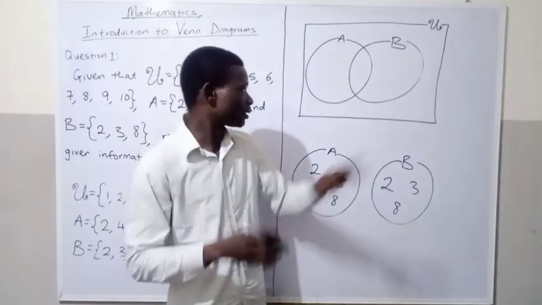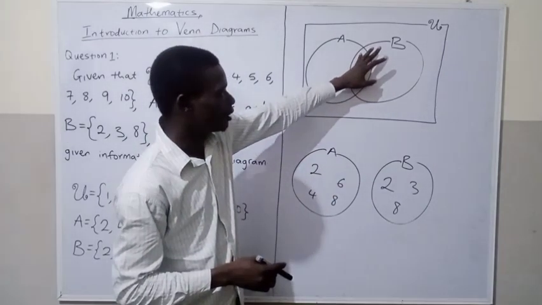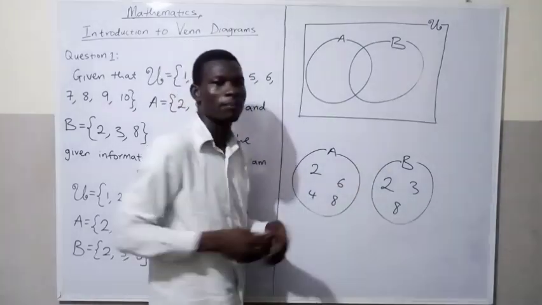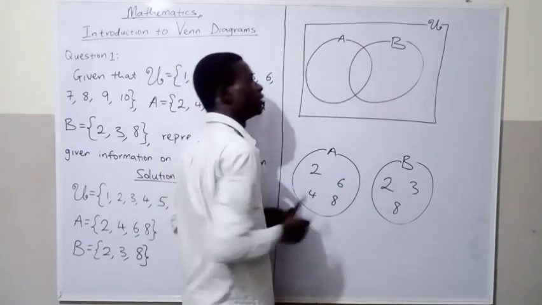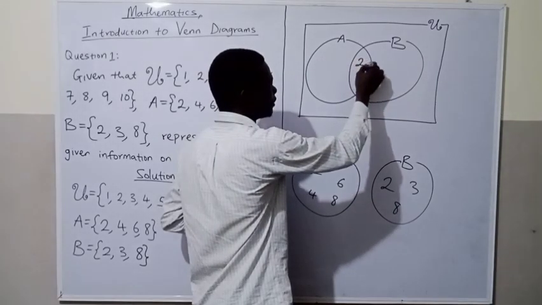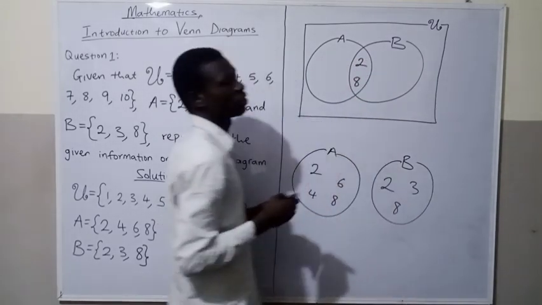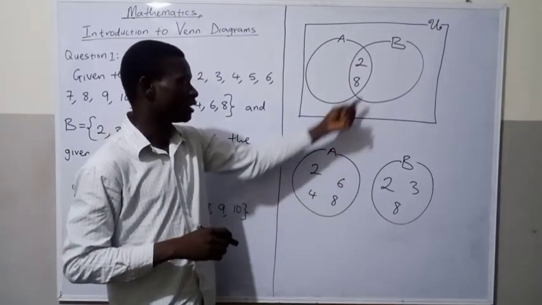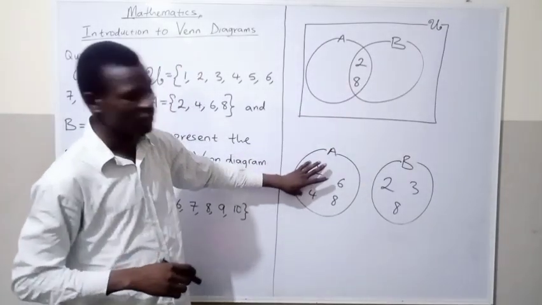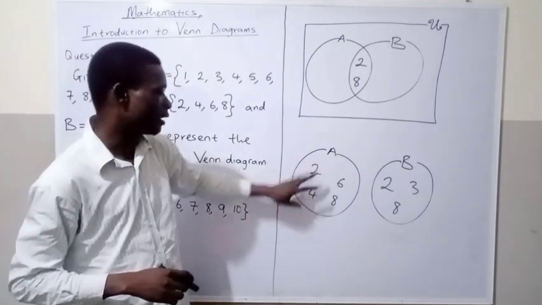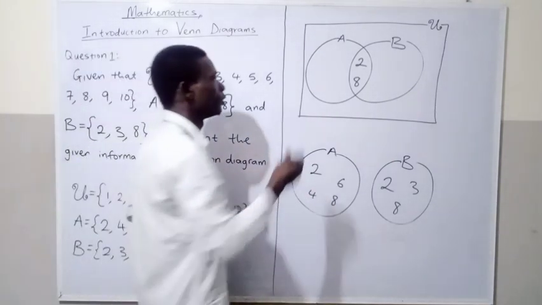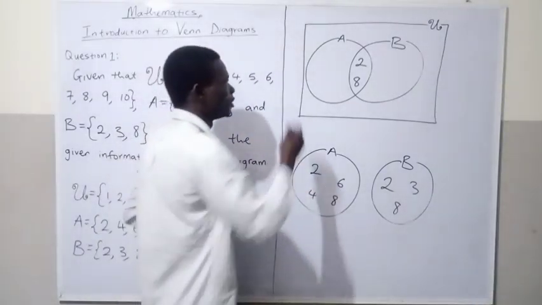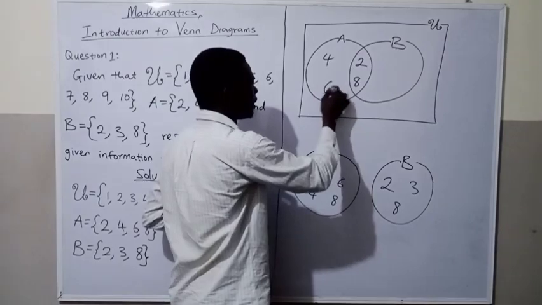So when we now draw this circle, this is the circle for A and this is the circle for B, but the circles for A and B have something in common, which is this middle part that connects them. That middle part is the one that's going to contain the intersection of these two sets. So we have entered 2 and we have entered the element 8. What are the elements that are remaining in circle A? Just 4 and 6. These 4 and 6 can just be distributed in A anywhere.